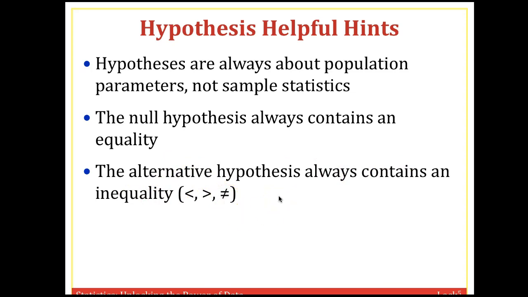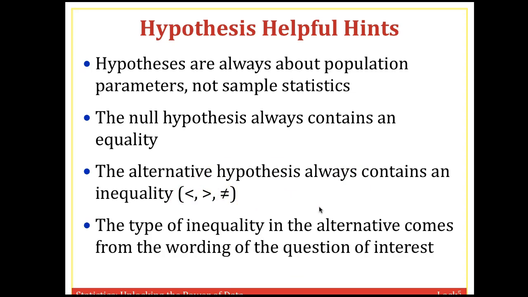Now, when we get to chi-squared and ANOVA, which are in the very last 2-3 weeks of the semester, the alternative hypothesis gets a little bit more complicated. But basically for chapters 4, 5, 6, 7, and 8, this statement holds. The alternative hypothesis should always have a less than, greater than, or not equal sign, depending on the scenario. So that type of inequality completely depends on the problem.